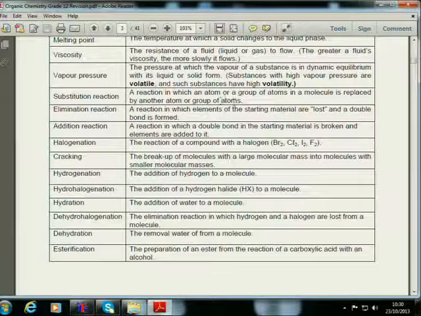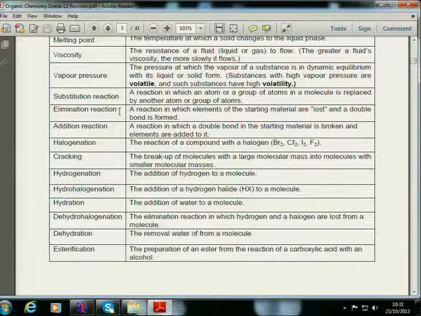And then we have an addition reaction. It is a reaction in which a double bond in the starting material is broken and the elements are added to it. So in an addition reaction, a double bond is going to be broken and there will be space where elements will be added. Two elements will be added.